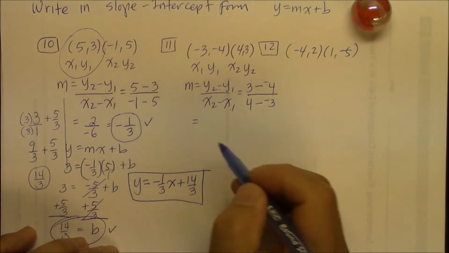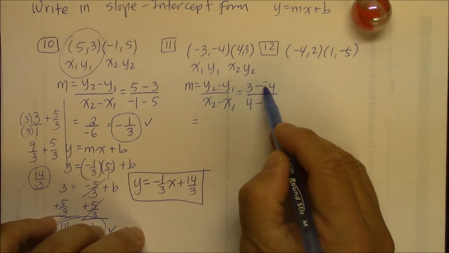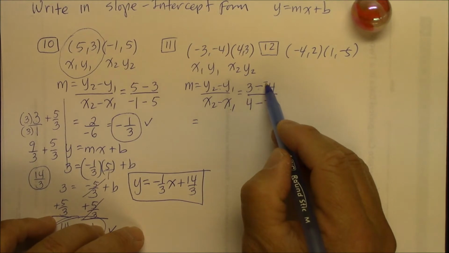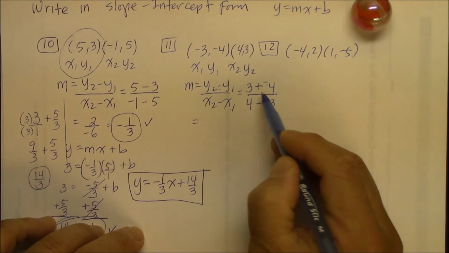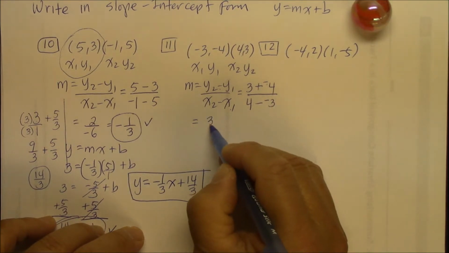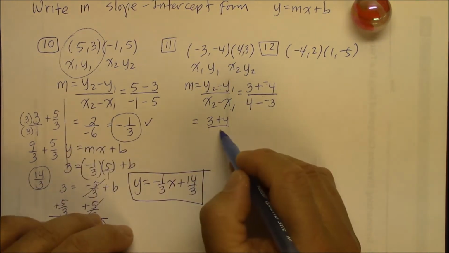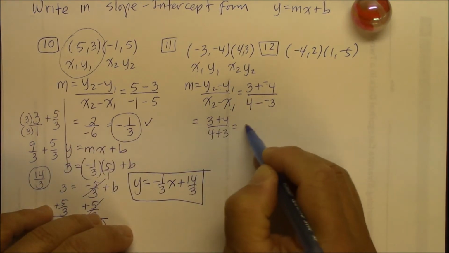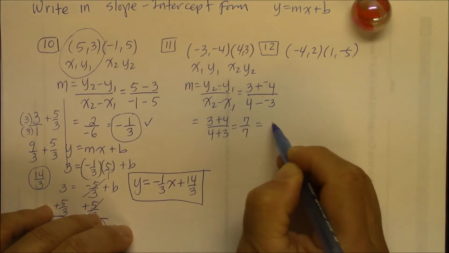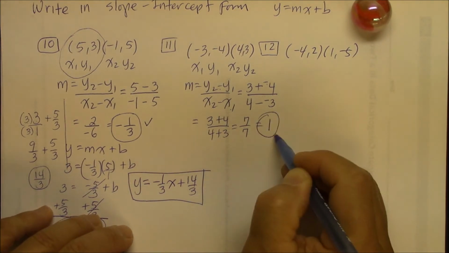Now remember what your teachers taught you. When you have a negative negative simultaneously like that, like a little Red Riding Hood, oh look, a stick. Pick up that stick and put it right there. What happens? You get a plus. So this becomes 3 plus 4. And anyway, the same, you got the idea. 4 plus 3. That becomes 7 over 7, which is simply 1. So the slope is 1.